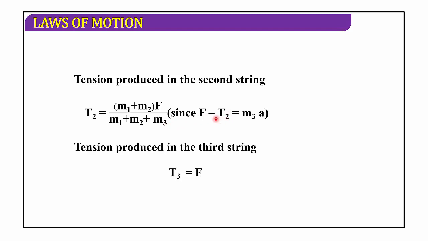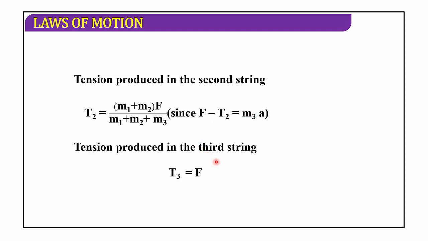Because we know that tension and the force, since F minus T2 equal to M3 into A. That is force. This is what? Net force acting on the second body. F is applied force and T2 is created tension. Difference between them gives the net force, F minus T2 equal to. This is what? MA equation, F equal to MA form. So A keep as it is. We should write M3.